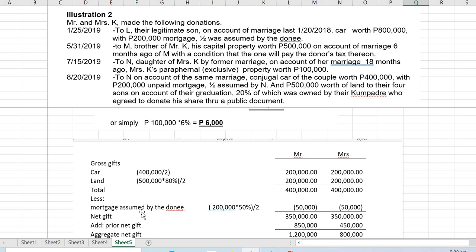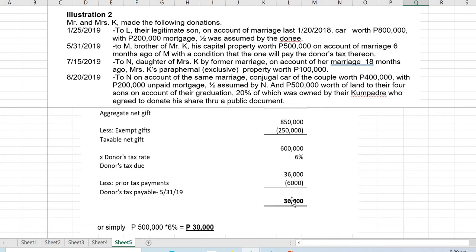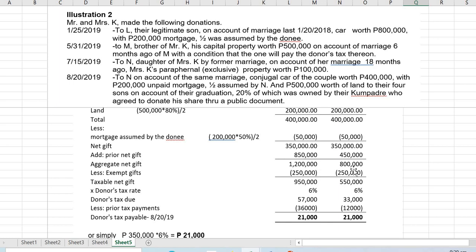Then, mortgage assumed by the donee. Take note that the car is subject to mortgage. Same, only one half is assumed by the donee, 50% divided by 2. If the property is conjugal or communal, split it by 2. If it is also mortgaged, split the mortgage by 2 also. The deduction of the mortgage. So, net gift is 350. Add prior net gifts, so 850 for Mr. and 450 for Mrs. For Mr., it is 850. Then for Mrs., 450. And then this is their aggregate net gift.